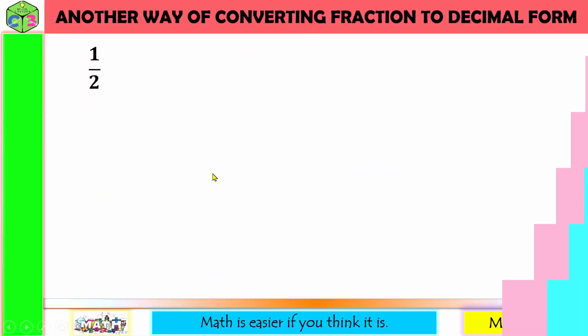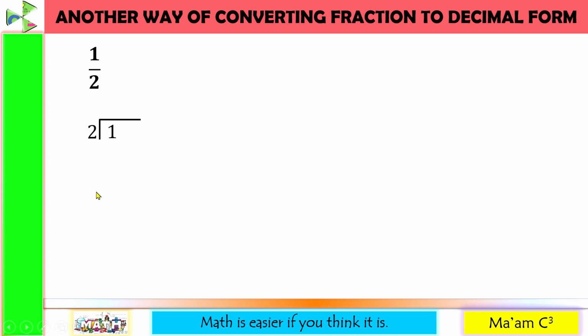There is another way of converting fraction to decimal form, and that is by long division. Let us copy 1 divided by 2. Since we cannot exactly divide 1 by 2, we're going to add 0.0. Remember, 1 is just equal to 1.0 or 1.00 or 1.0000. Now, it looks like we have a 10. Just ignore first the decimal point here. So 10 divided by 2, and that is equal to 5.